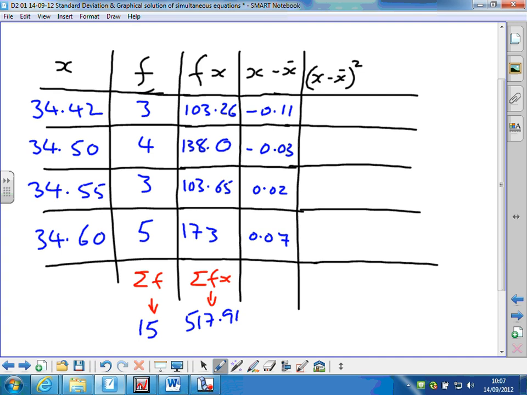A little tip here, whenever you square a number, it's always going to turn out positive. So I wouldn't bother putting negative 0.1 in. I would just put 0.11 in and square that. Yeah, just square 0.11, square 0.03, and so on.